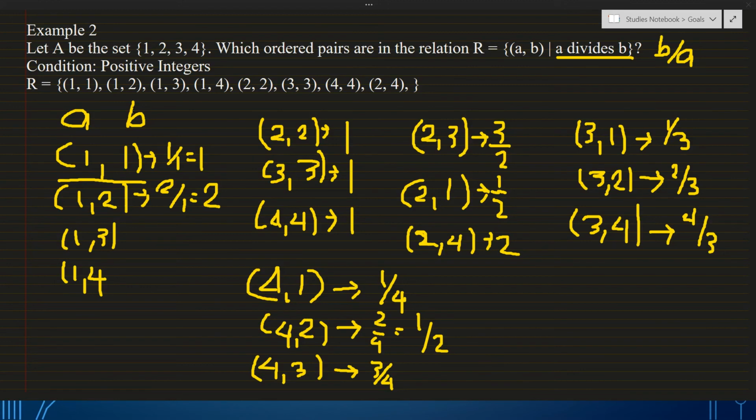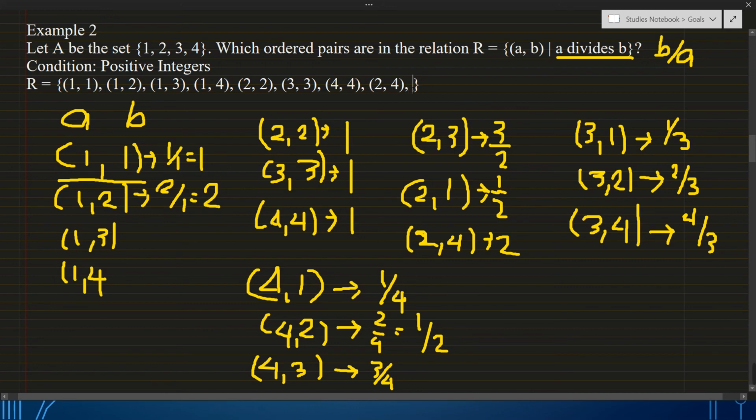So the answer in example number 2 is R, that is the set of (1, 1), (1, 2), (1, 3), (1, 4), (2, 2), (3, 3), (4, 4), and (2, 4).